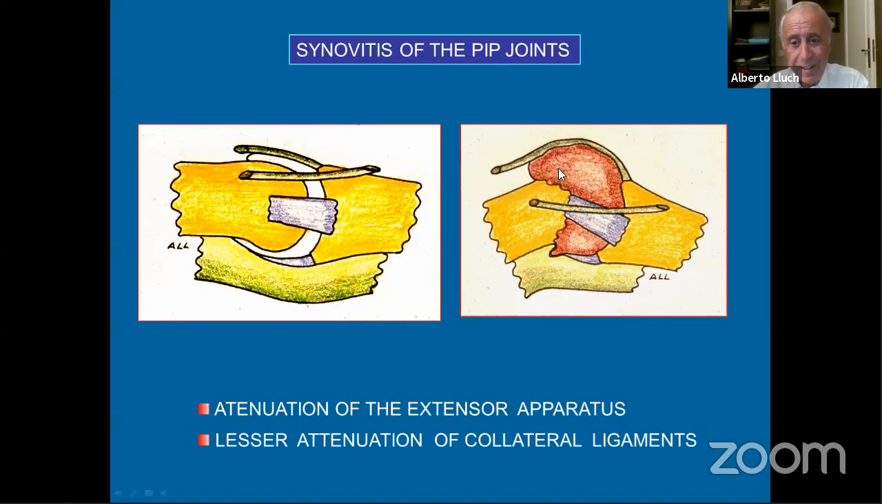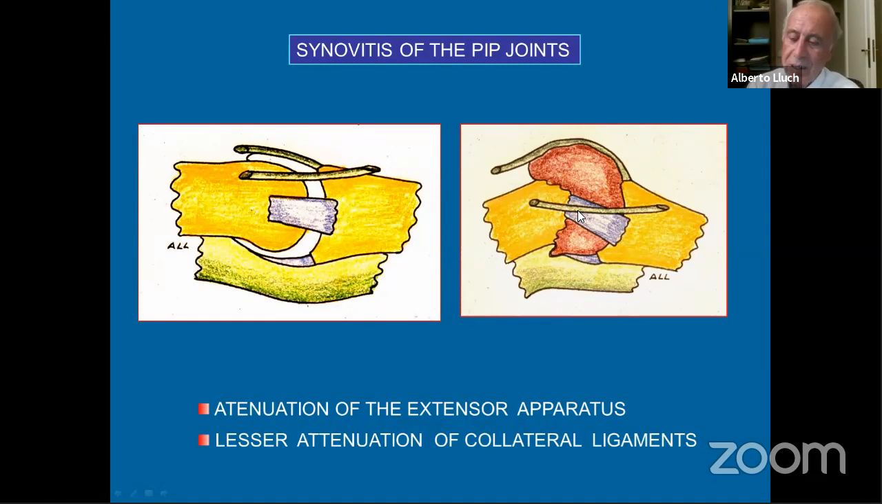But the synovitis will elongate the central slip, and also the lateral bands, although these will be spared most of the time, because what will happen first is the destruction of the loose connective tissue, that we'll see now, that's connecting the central slip and the lateral bands.